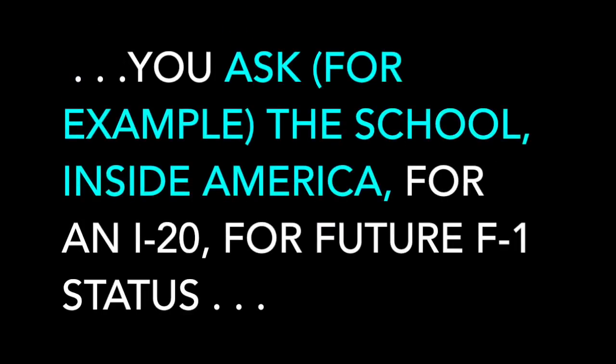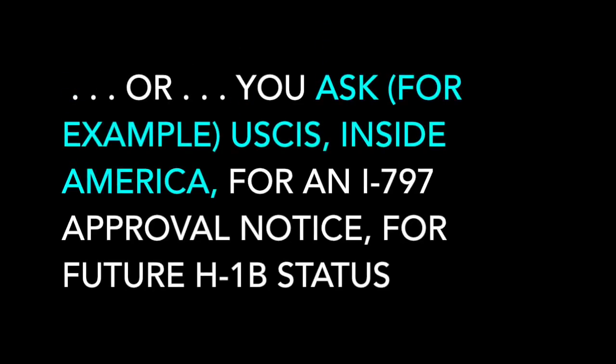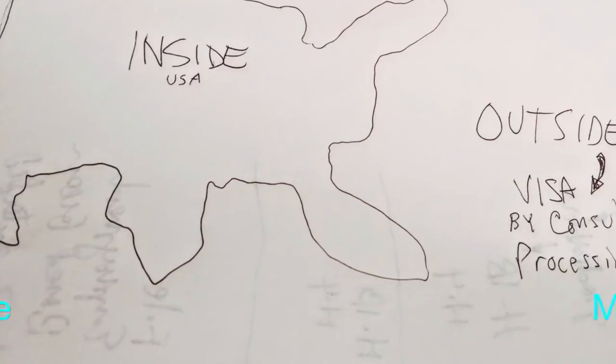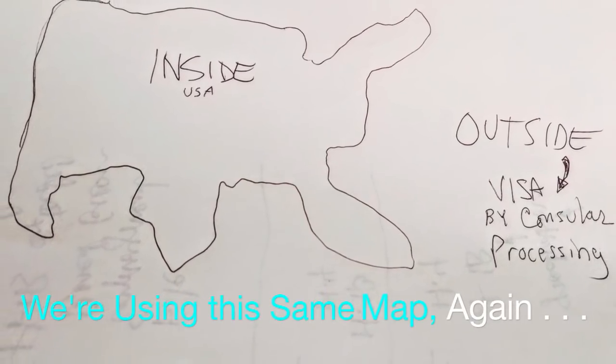Here's how it goes. You're outside America, you ask to approve you for a status. They send the approval paperwork to you in your home country. You take it to the United States consulate. You go to the consulate with the paperwork from America and you say, hey, guy at the consulate, USCIS in America approved me for my eligibility to get a work visa status, an H-1B.